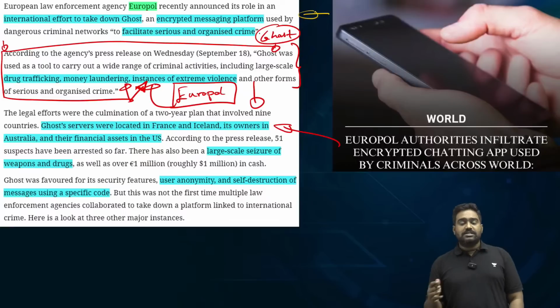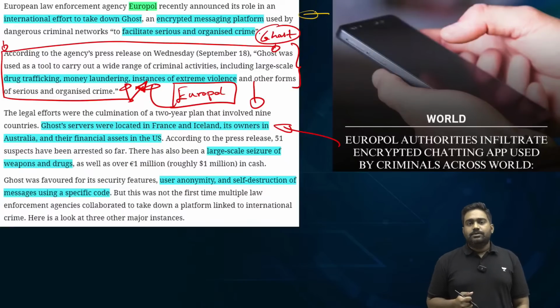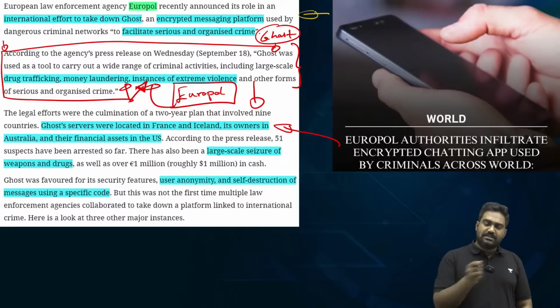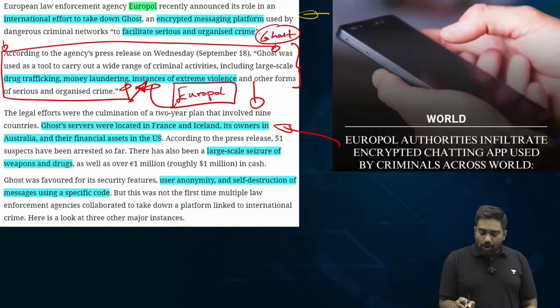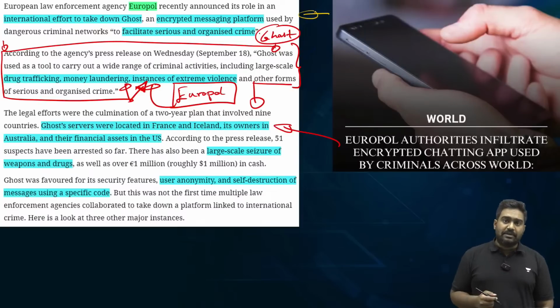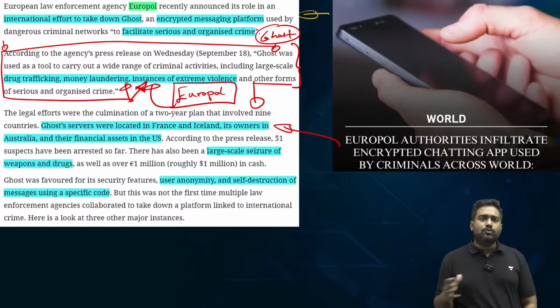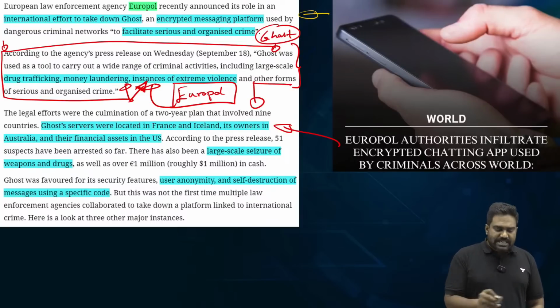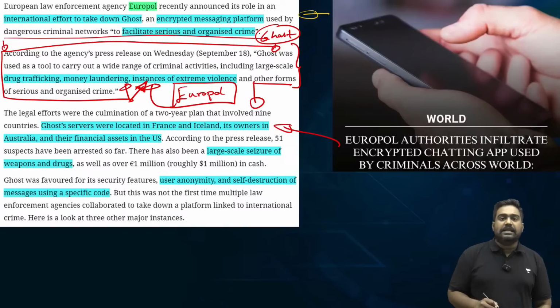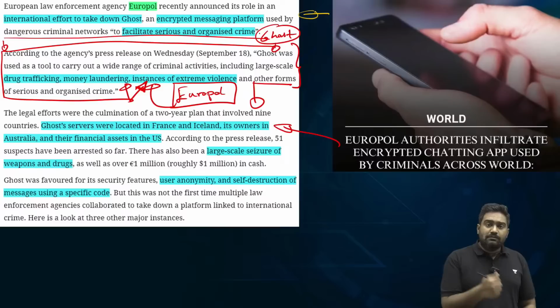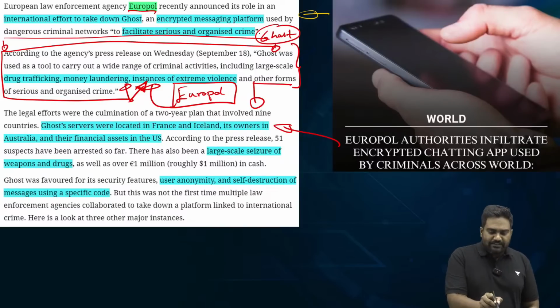It would not store any record of the messages or the transactions. And servers were located in different countries to prevent any intelligence or law enforcement agency from hacking into the servers. Thus, Ghost became a very popular platform amongst organized criminals, from drug traffickers to arms traffickers to human traffickers. So this app was easily misused for enabling cyber crimes and even real world physical crimes. So European agencies, through Europol and the FBI, have cracked down on this network.